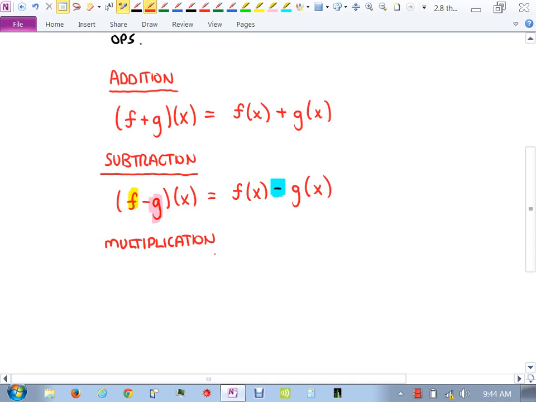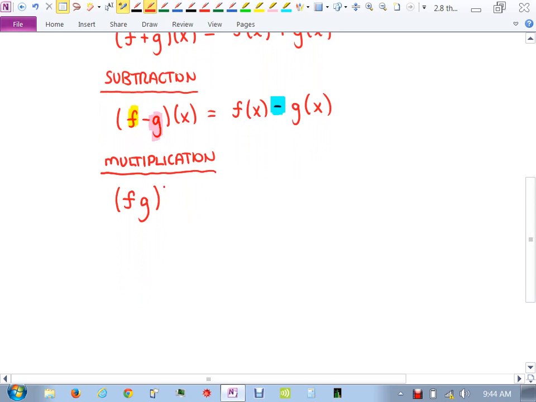And with multiplication, the way that I'm going to let you know that you need to multiply two functions is I'm going to write f and g right next to it with nothing between them. And we call that implied multiplication, meaning that there is a dot between those, but we don't write it. So that means multiply. And so what you'll do is you'll take your f function and you will dot it with the g function. You'll multiply it.